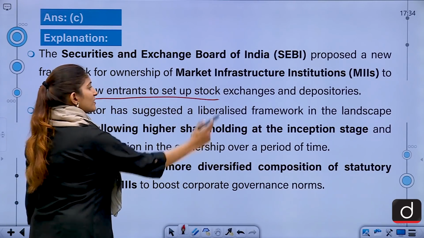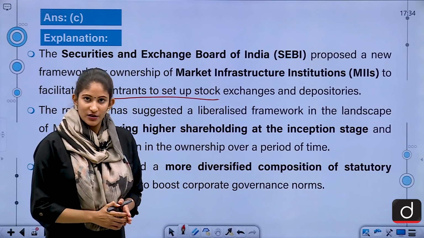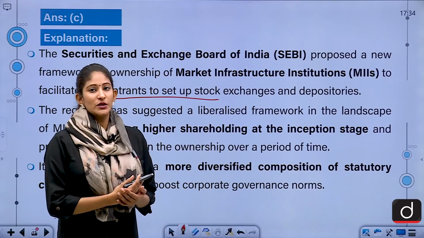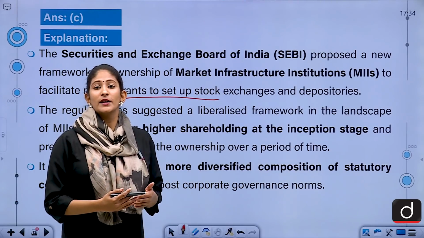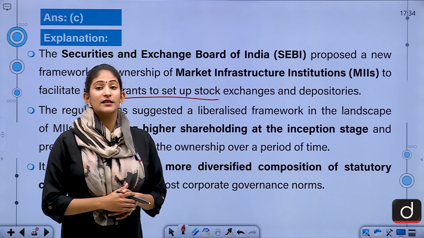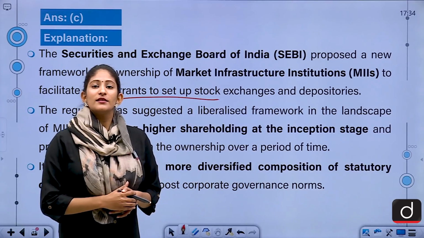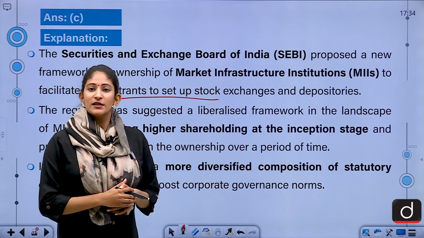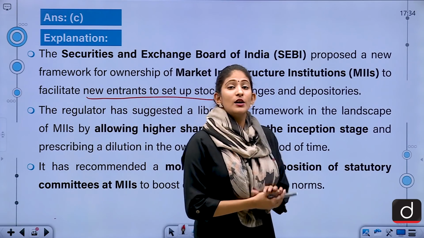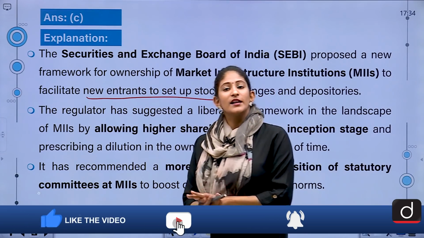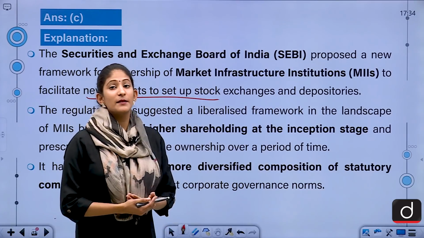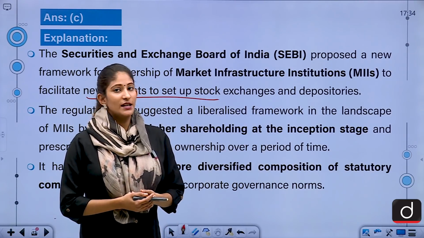For new entrants to set up stock exchange and depositories, that means it wants to bring and boost more and more inclusion when it comes to new entrants in the economy. And if we talk about SEBI, SEBI was instituted in the year 1992 on April 12 under the Securities and Exchange Board of India Act. Alright, and if we talk about what it does, it basically looks after and safeguards the investors' interest. SEBI is headquartered in New Delhi.